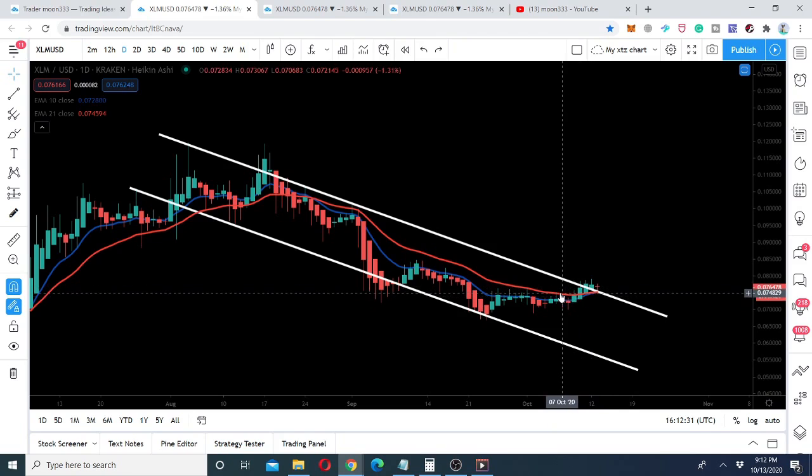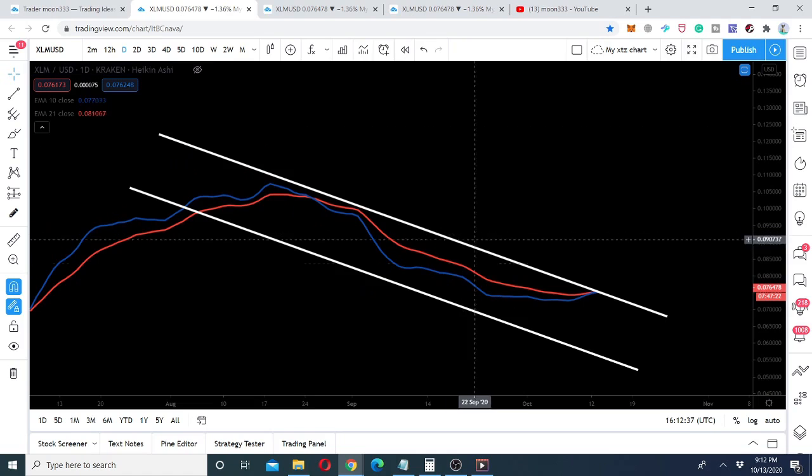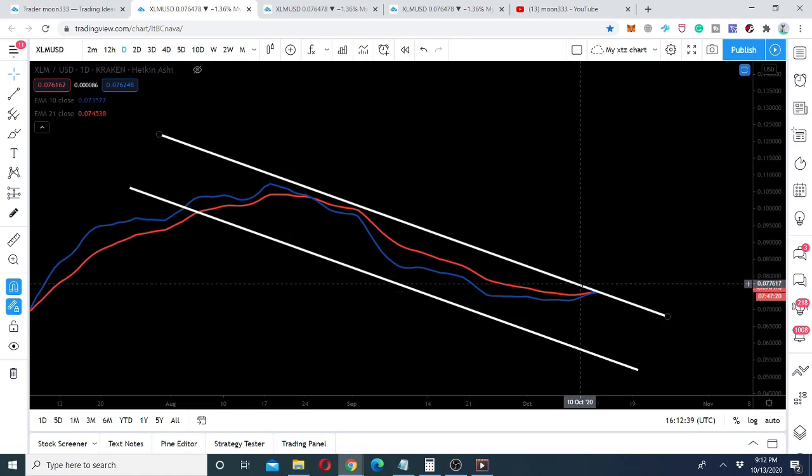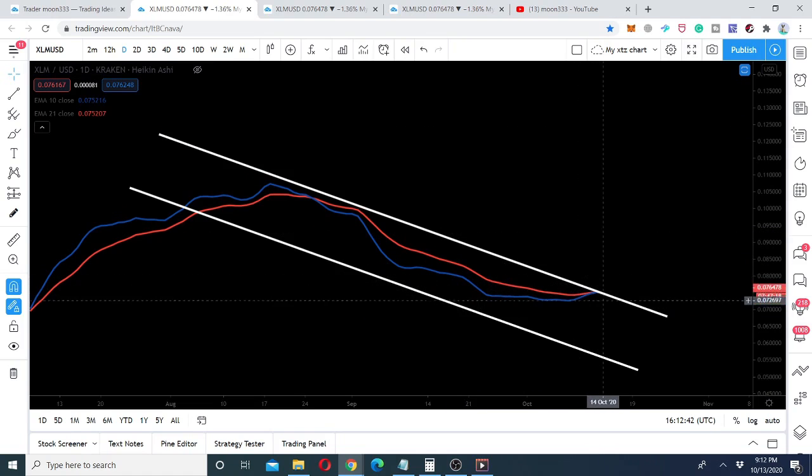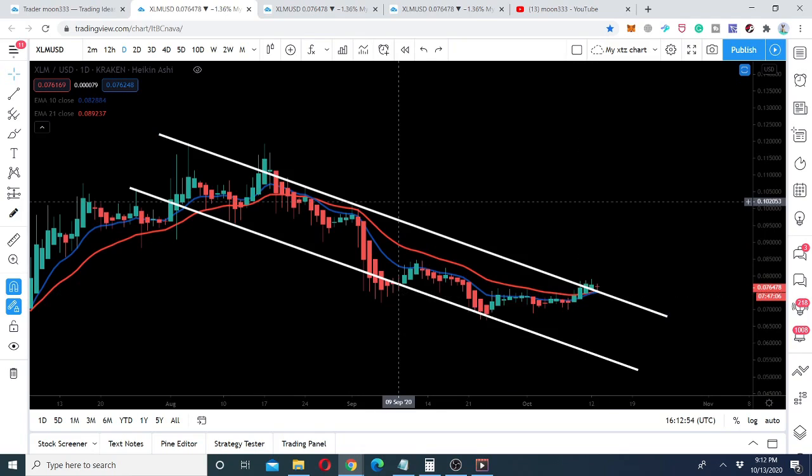and this is the EMA 21, this red one, and this blue one is the EMA 10. If I remove the price line from here, then you can see that both moving averages, exponential moving averages, are likely to form a bull cross. Because this is a smaller time period moving average, the EMA 10, that is crossing up the EMA 21. Therefore, it can be taken as a bullish signal on the daily chart.